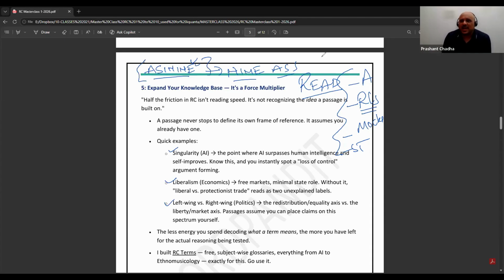This is a vocabulary word. Agreed? This is an adjective. So this is what we call vocabulary, right? Now, singularity in AI is not just a word, it's a concept, right?